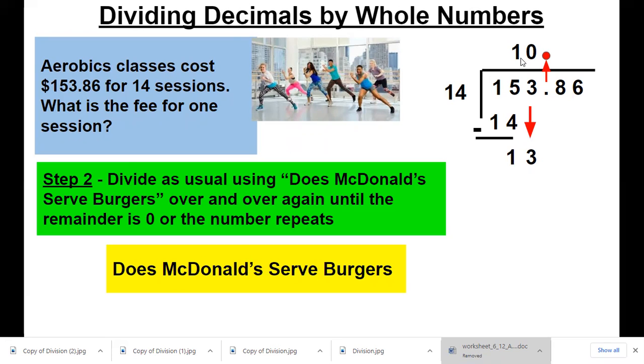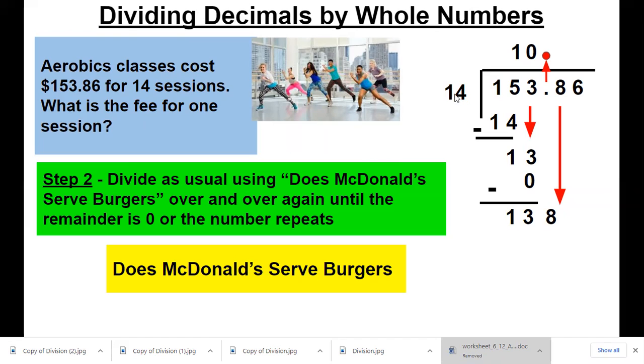Now we multiply. 14 times 0 should be 0, right? Yep, and then we subtract. And we get 13 minus 0 is 13. And now we can bring down the 8. If we didn't do the 0 up here, and we just brought down the 8 next to the 1 and the 3, we're going to miss the fact that we need a 0 here. And we're going to start putting a number in here instead of the 0. So you got to make sure you do that.